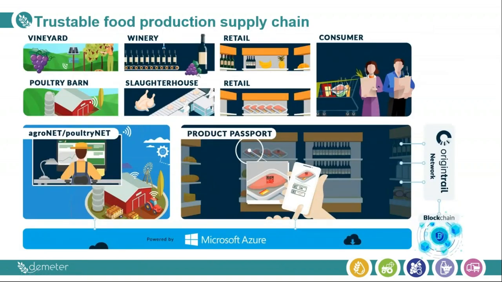Okay. So this slide is showing the approach to trustable food production supply chain. Basically, we are collecting the data related to on-farm activities from the fields and farms, such as pesticide usage, fertilization, animal well-being, medical treatments that may take place, various environmental parameters. But also we are collecting data about post-farm activities, thus being able to provide relevant data to consumers. To implement these pilots, we are using AgriNet, PoultryNet, and product password platforms provided by DunavNet. These platforms are being integrated and interfaced with the blockchain platform provided by OriginTrail, a company who is also a partner on this project, in order to provide digital support for transparent farm-to-fork supply chain. Next slide.